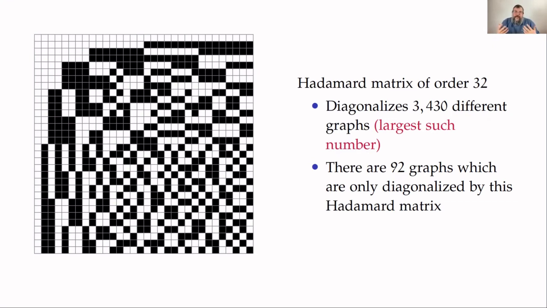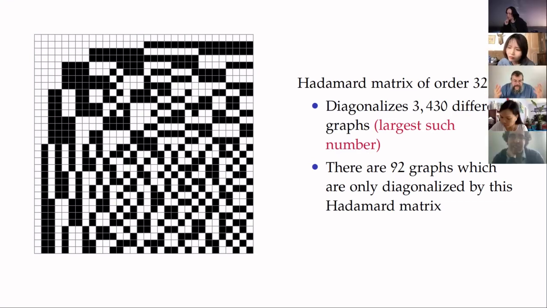There's one question I didn't answer, which I probably should have, because we have the data: suppose you wanted to come up with a nice set of Hadamard matrices which collectively diagonalize everything. Well, the answer is we need at least those 13, because each one of those 13 has a unique representative. But I don't think that's enough, and I don't know what the smallest number is.